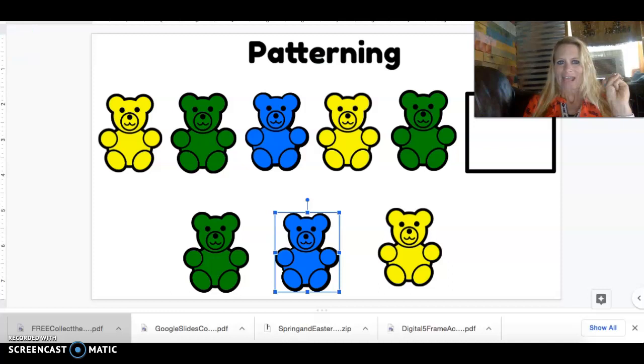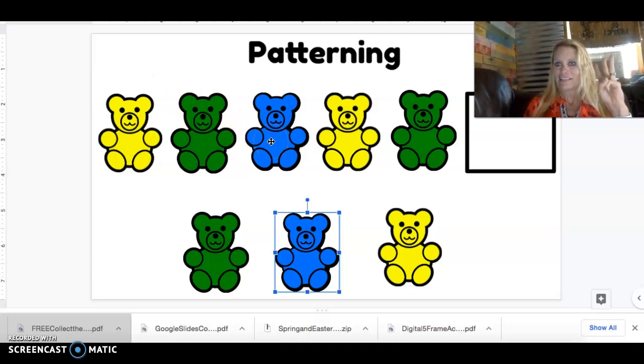All right, ABC, do it again, ABC. A is the first color, B is the second color, and C is the third color. First, second, third, first, second, third.